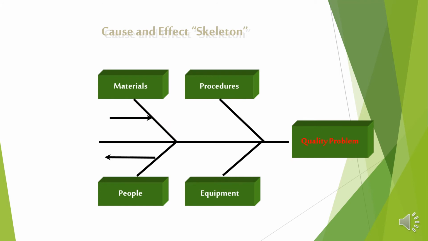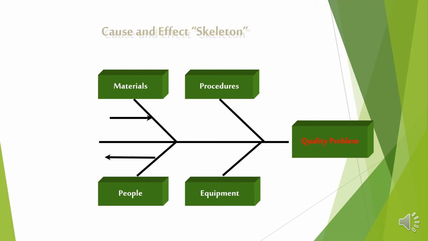There is a skeleton, there is a head, and there are bones. It's a fish, or a fishbone. The head is the problem. The quality problem will be at the head. The main items will be on the main bones, like procedure, materials, people, equipment, or whatever. There is no fixed rule for what to put here. Anything you want to arrange according to, you can do it.